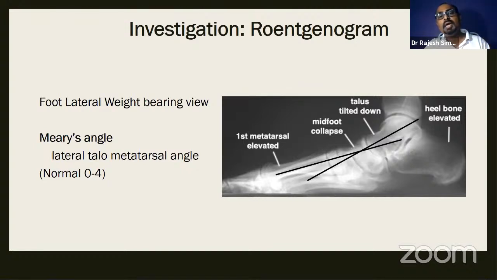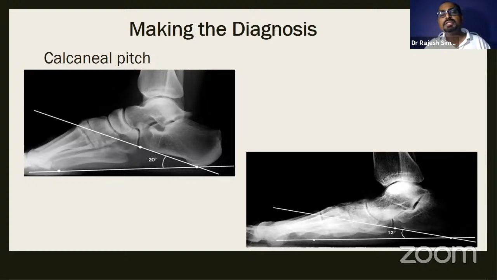So in the AP view, the important part is to look at the talonavicular uncoverage, and in the lateral view, the calcaneal pitch and the Meary's angle. So this is the calcaneal pitch, which I was talking about, the angle down in front, the line between the tip of the, from the plantar aspect and to the slant of the calcaneum.